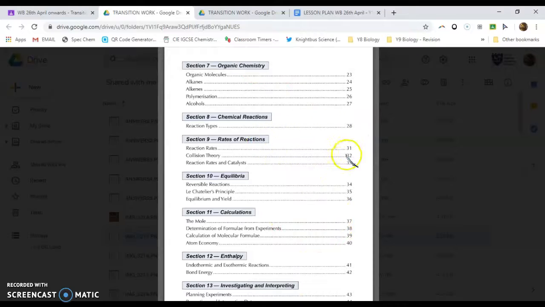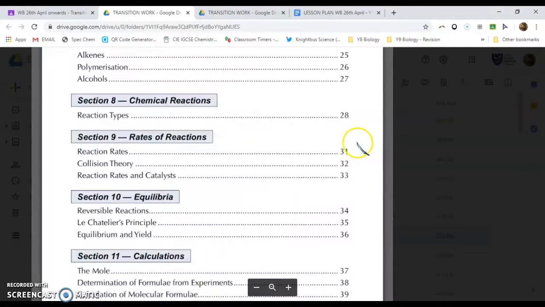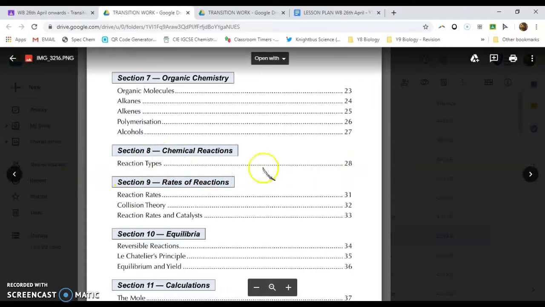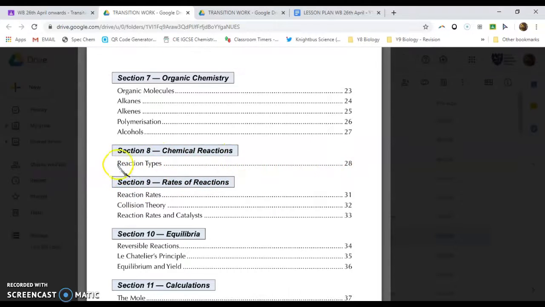Pretty much each section is only one page, apart from reaction types. If you're doing reaction types, you've got around about 3 pages there. So I would leave reaction types for another week, especially if you are still submitting your transition stuff, your portfolio stuff, I should say.